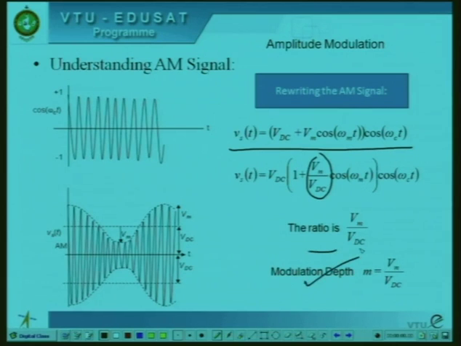So let us understand what this modulation depth is. Here, Vm is the amplitude of the modulating message, and VDC is the DC shift, right? Now the modulation depth is basically Vm by VDC. So if you have a very small modulating signal strength, you are shifting it by a factor of VDC, and the modulation depth is then equal to Vm by VDC. Let us understand the significance of this modulation depth Vm by VDC.